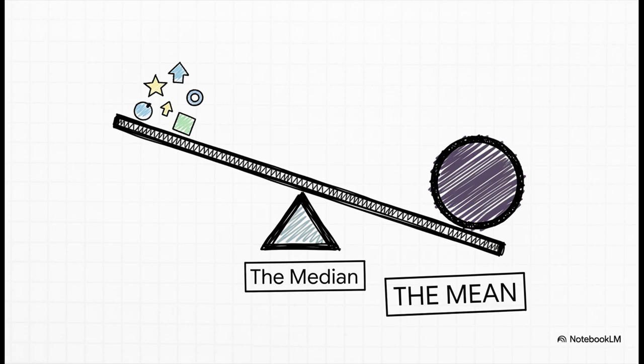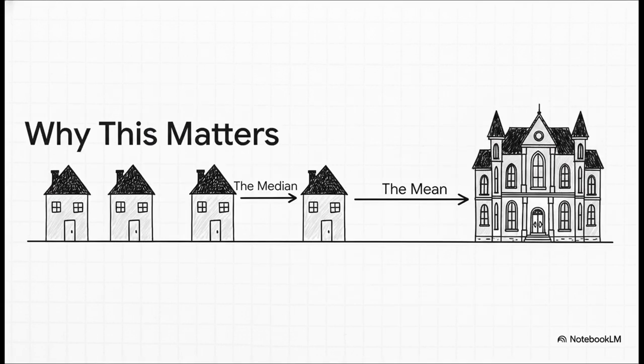The mean is super sensitive. One big or small number can pull it way off course. The median, on the other hand, is tough. It's stable. It holds its ground. Okay, so why should you care about any of this? Because this isn't just a math problem. This is real life. Think about data like salaries or home prices.